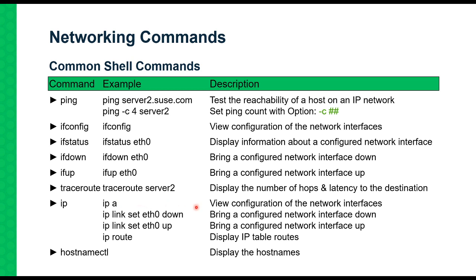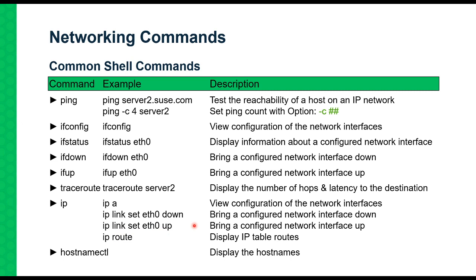Then we can also bring an interface down with the IP command, and that command will be IP link space set, then our interface name, and the command down. We can also bring the very same interface up again by using IP link set interface and our name up, and it will plug in the network cable again.